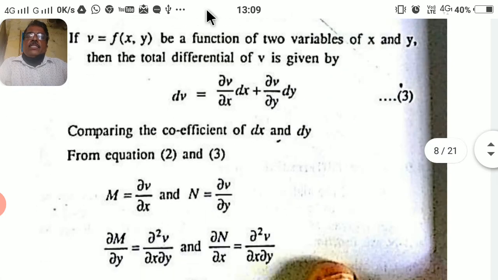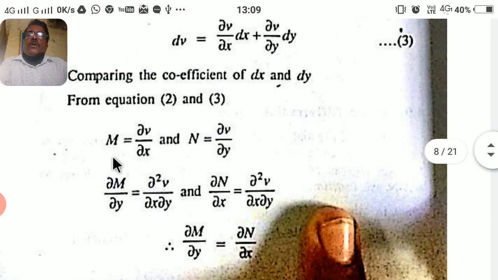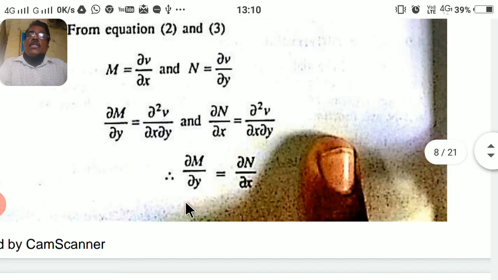So that means by comparing these two equations we write m is equal to ∂v/∂x and n is equal to ∂v/∂y. Now we differentiate m with respect to y, so now this gives ∂²v/∂x∂y. Similarly, differentiate n with respect to x: ∂n/∂x is equal to ∂²v/∂x∂y, right?